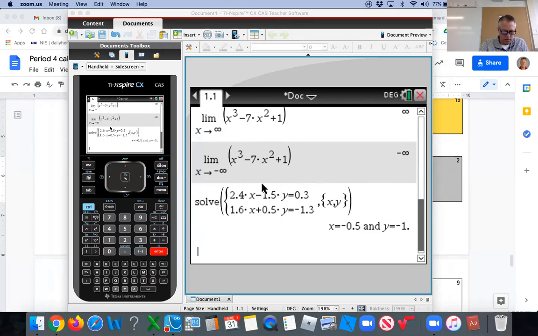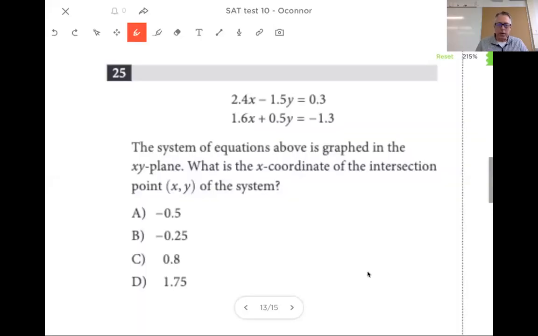So I'm just flipping back and forth between my iPad here. The question was, what is the x coordinate? And the x coordinate was negative 0.5. Okay.